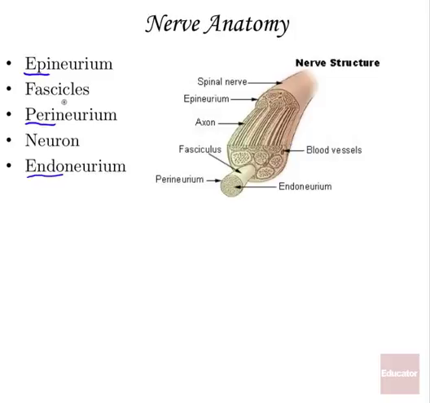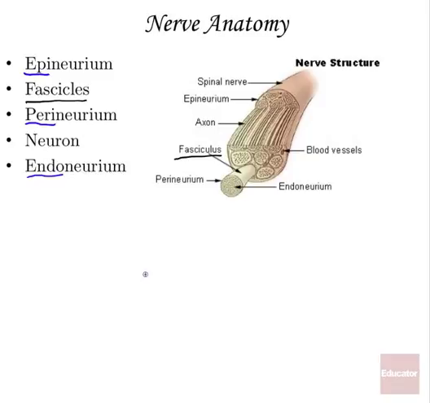The fascicles, same term as in muscles. But remember, in muscles, the fascicle contained muscle fibers. In this, the fascicles, sometimes each one's called a fasciculus. I just like saying fascicle. A fasciculus contains a bunch of neurons. It depends on the nerve. I mean, sometimes it's thousands and thousands and thousands. The perineurium is the connective tissue that is separating each fascicle from each other, similar to how it was in a muscle. The neuron is the actual cell that's contained in a fascicle.